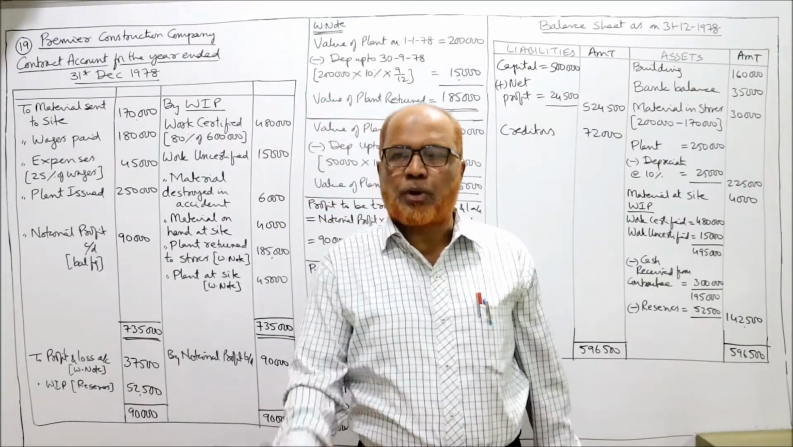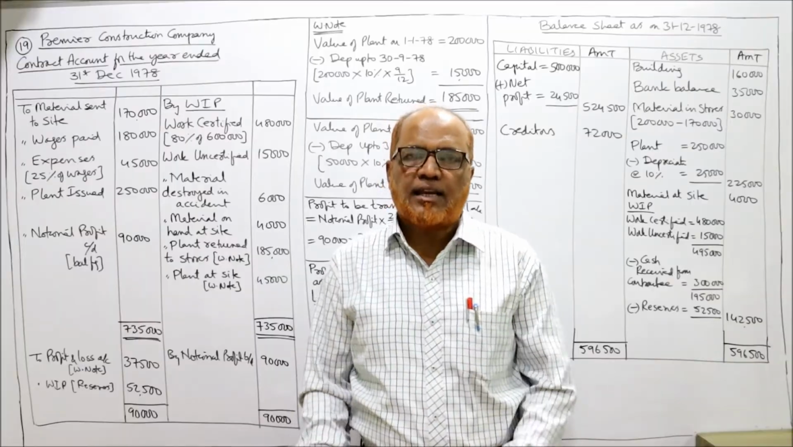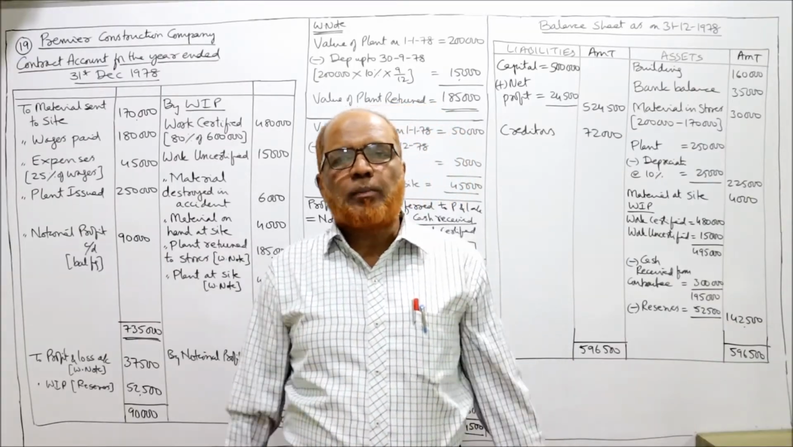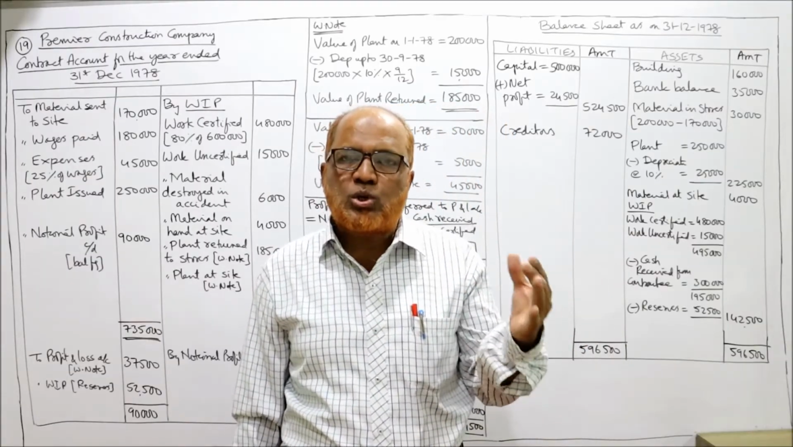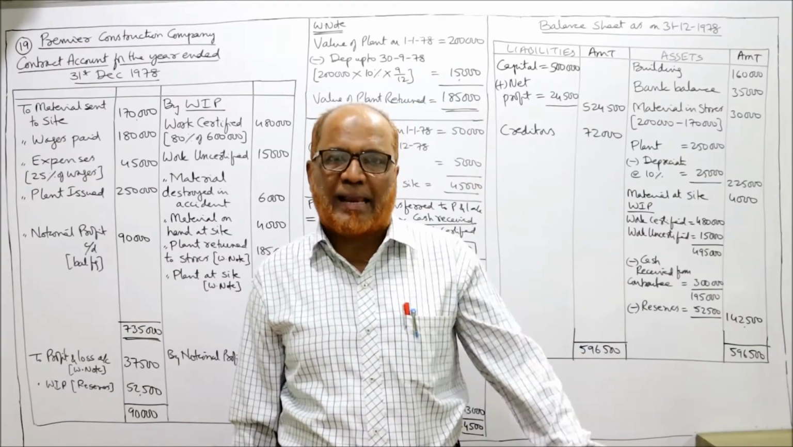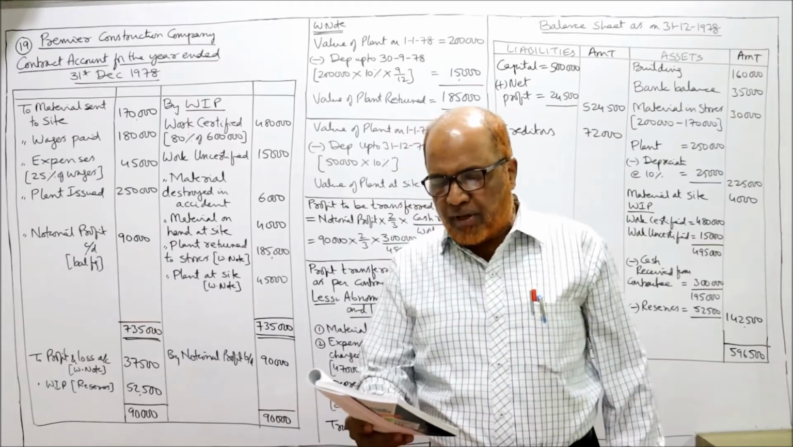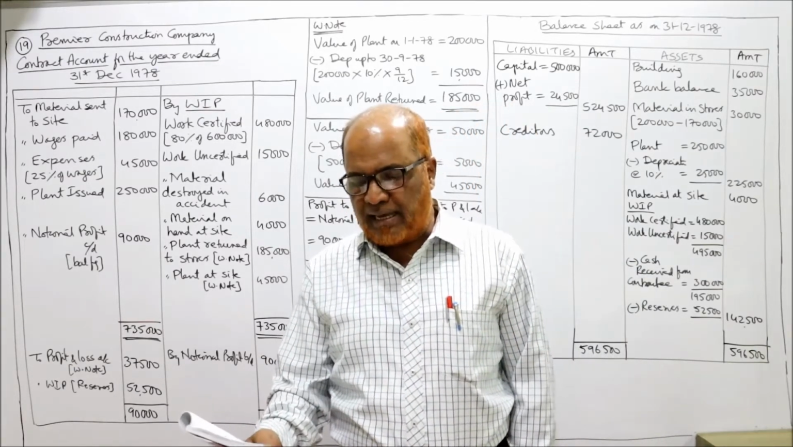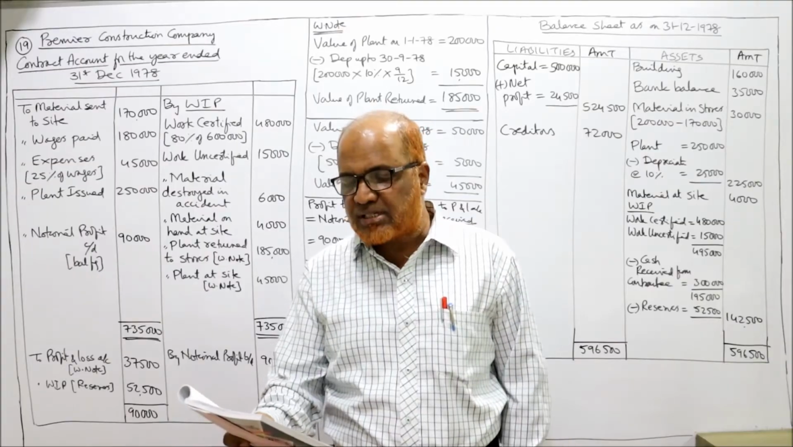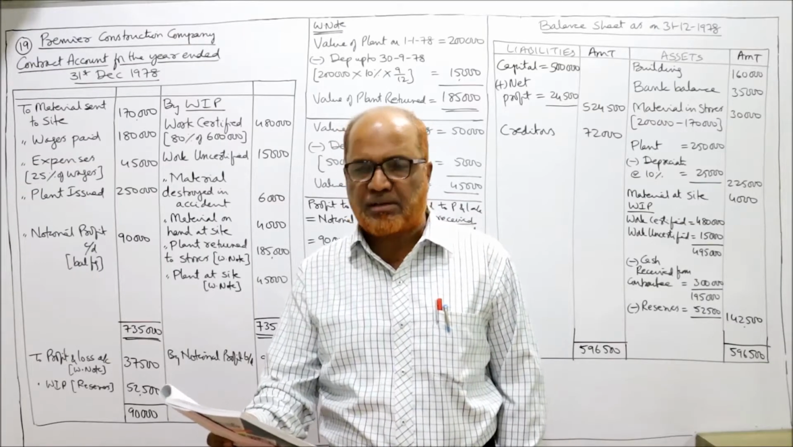Now we start problem number 19. See the 19th problem. In this problem we are not only required to make the contract account, but also we have to make the complete balance sheet. See the problem. The following is the trial balance of Premier Construction Company engaged in the execution of contract number 747 for the year ended 31st December.